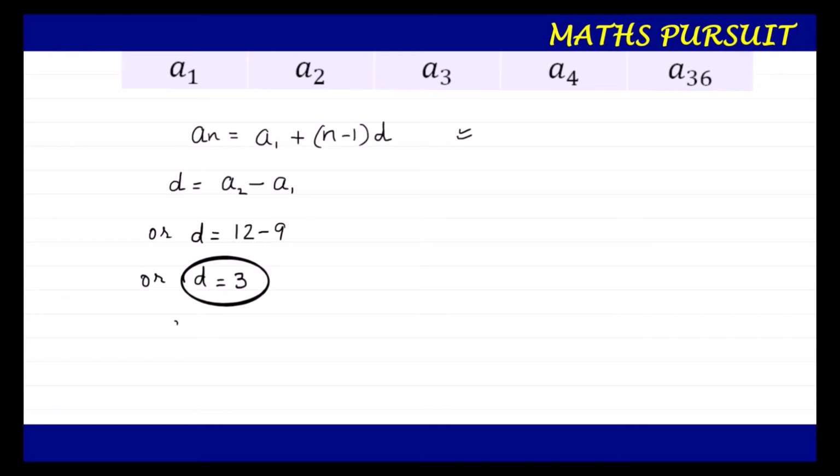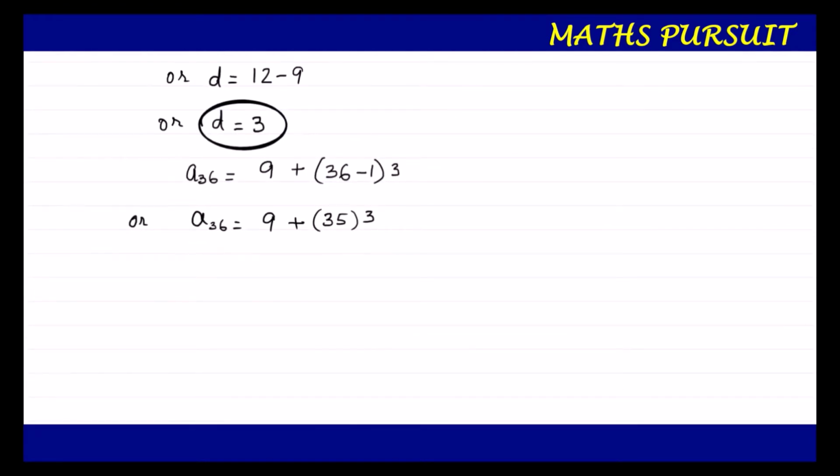So instead of an, directly I can write a36 is equal to a1, which is 9, plus n minus 1. Here the value of n is 36 because this is the nth term, or the 36th term, minus 1 into d, and the d value that we got in our above step is 3. Or I can write a36 is equal to 9 plus 35 into 3. Hope guys till here we are very clear.